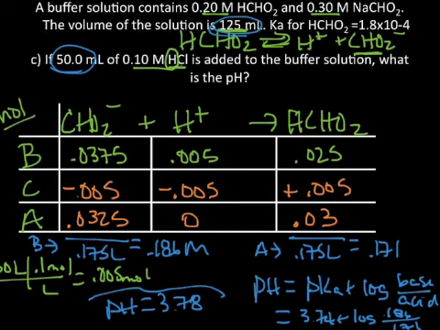3.78. And again, if we think about that, our original was 3.92, so it decreased a little bit, but for the most part maintained the pH, didn't allow a huge change in pH. It became a little more acidic, which makes sense because we added a strong acid to it.